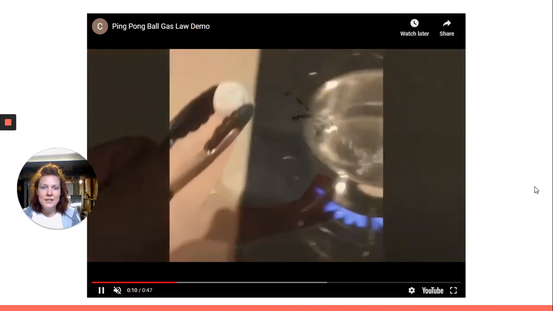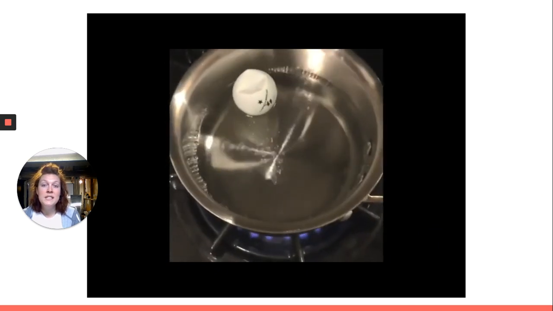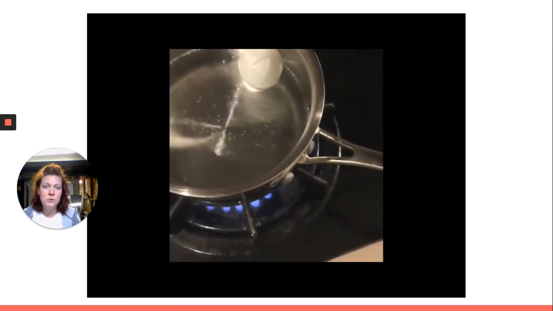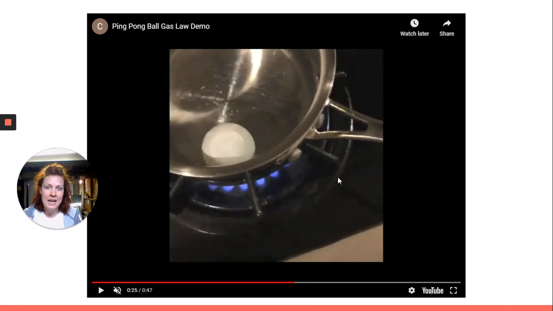Not good. We need to fix it. So we're going to take the ping pong ball and put it in boiling water or hot water. And what that's going to do is heat up the gas inside the ping pong ball. The gas inside the ping pong ball is going to increase in temperature, which means that the average kinetic energy of the particles inside the ping pong ball also increases. Because the average kinetic energy is increasing, those particles are going to be moving faster, and they'll be hitting the sides of the container, the sides of the ping pong ball, with more force. And if they hit it with more force, that means they're increasing the pressure.